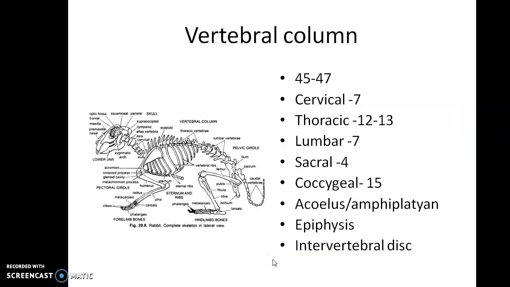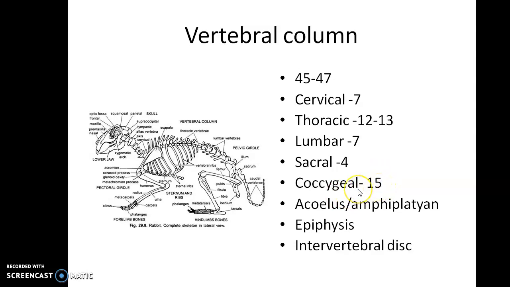Coming to the vertebral column of the rabbit. The vertebral column of rabbit consists of 45 to 47 vertebrae. There are 5 distinct regions in a rabbit, that is, the cervical or the neck region, the thoracic region, the lumbar region, the sacral region, and the caudal region. The cervical region consists of 7 vertebrae, the thoracic 12 to 13 vertebrae. Lumbar vertebrae consist of 7 in number, sacral 4, coccygeal or caudal 15.